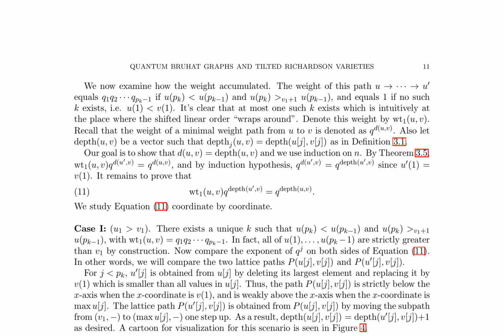In the context of quantum Bruhat graphs and tilted Richardson varieties, this research paper delves into the weight accumulation process. It is demonstrated that the weight of a path, denoted as wt, equals q_{k1} q_{k2} ... for each step where the condition on u(p_k) and u(p_{k+1}) holds, and equals 1 otherwise. The paper also shows that the weight of a minimal weight path from u to v, denoted q^d(u,v), is equal to depth(u,v), the depth of the lattice path P(u,v).